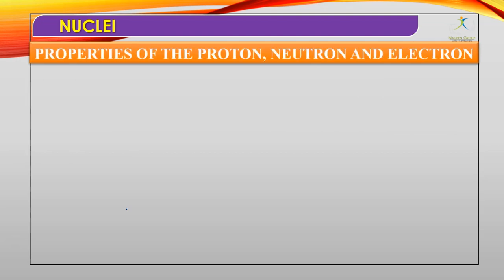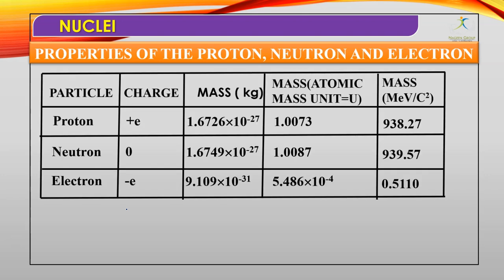Now we are looking at the properties of a proton, neutron and electron, because after knowing what a proton, neutron and electron actually do, we can give a brief about the nucleus and, of course, about the atom, like how the atom behaves. So the proton charge is plus, and the mass in atomic mass unit is 1.0073. The mass in mega electron volt per speed of light squared, that is c square.